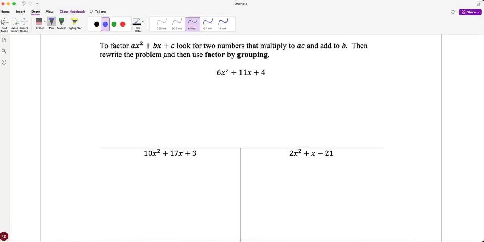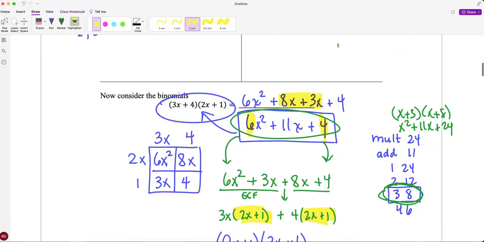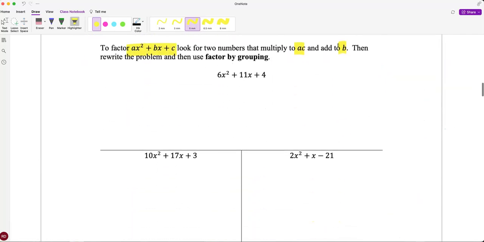So when we look at something like ax squared plus bx plus c, I need to find numbers that multiply to ac and add to b. I take those numbers and I rewrite this problem so that I can factor by grouping, okay? And that's the one that we just worked. So let me just work it again for you so that you see that. So all I do is I need numbers that multiply to 6 times 4, which is 24, and add to 11. Those numbers are 3 and 8.